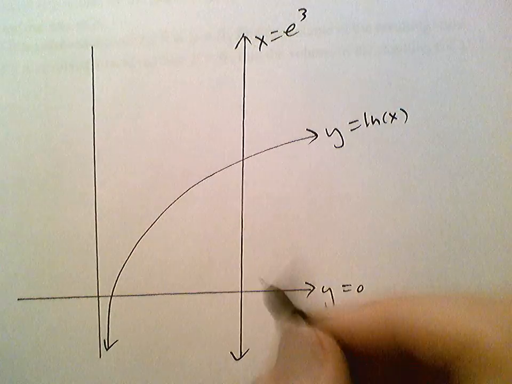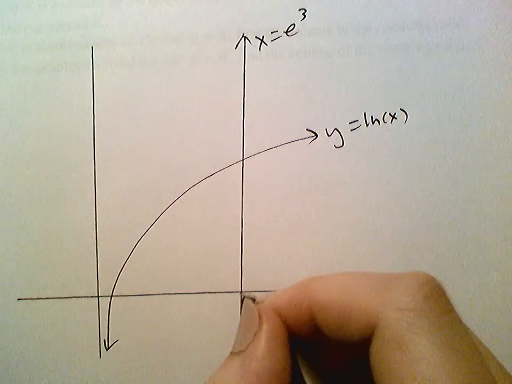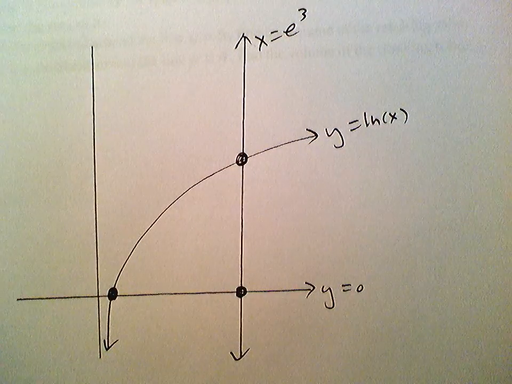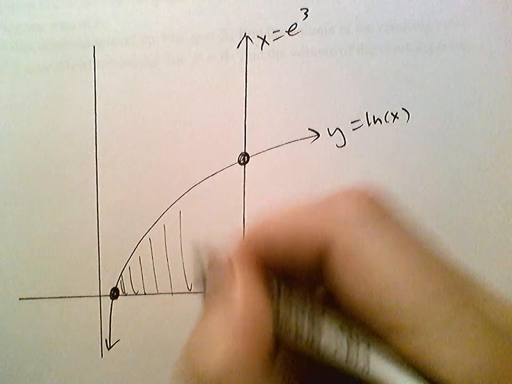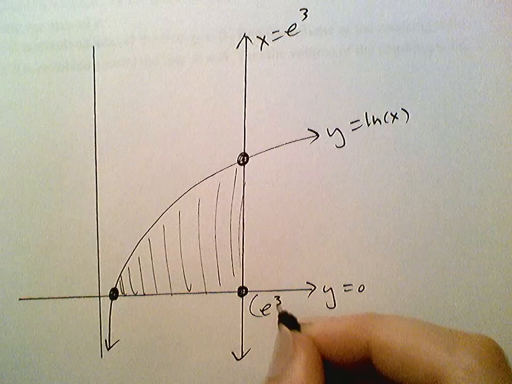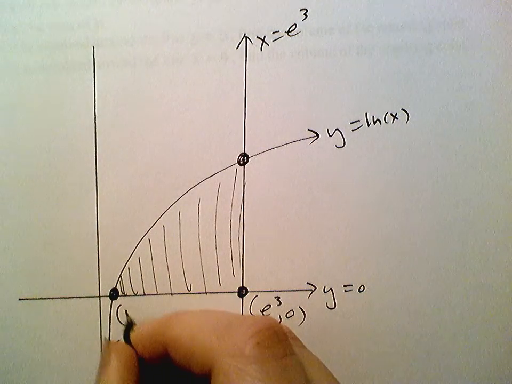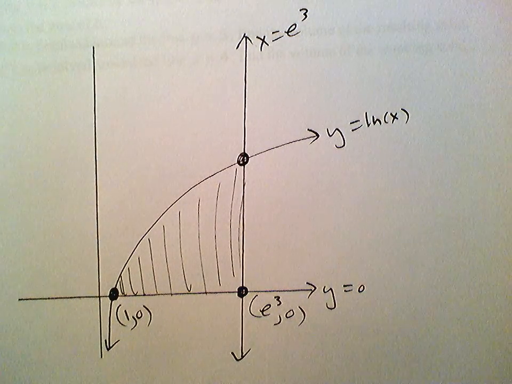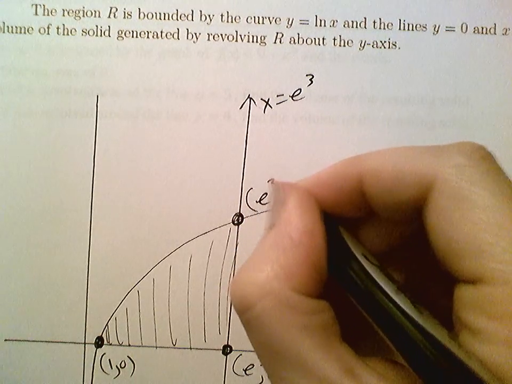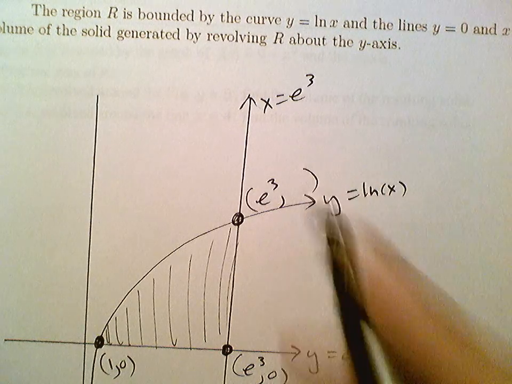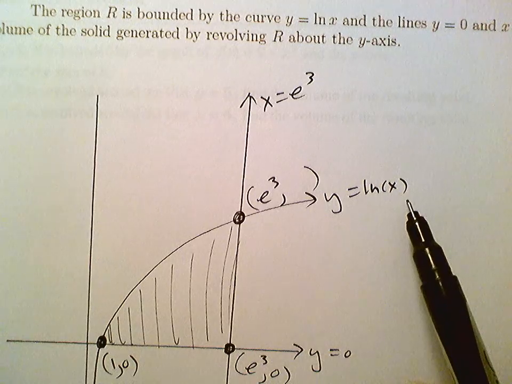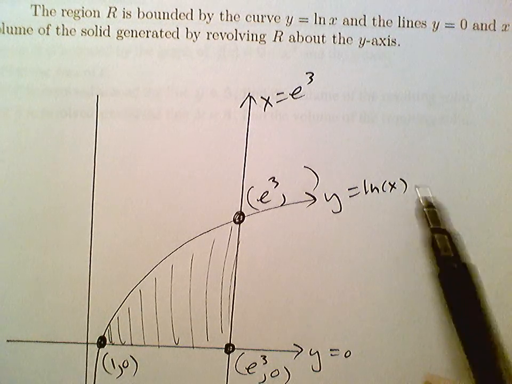So let me find my region first by getting the vertices of it. So I'm looking for the intersection points of these three things. All right, so here's the region. This is e to the third, comma 0. This is 1, 0. And then this up here is e to the third, comma, to get the y coordinate, guys, you could just plug into there. Natural log of e to the third is 3.